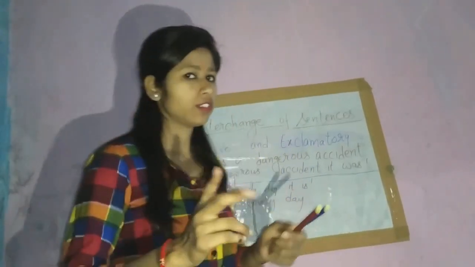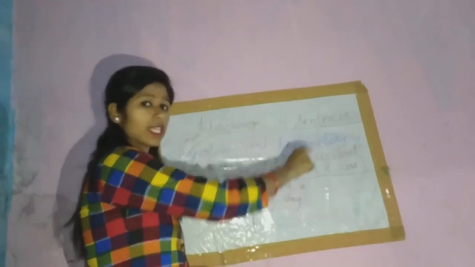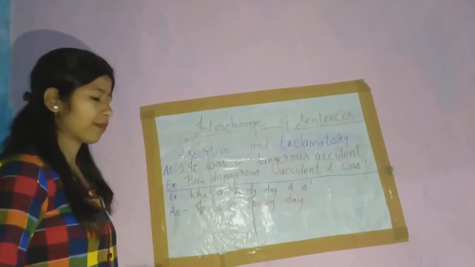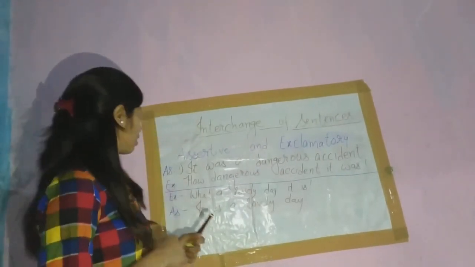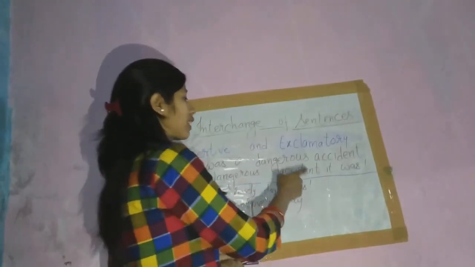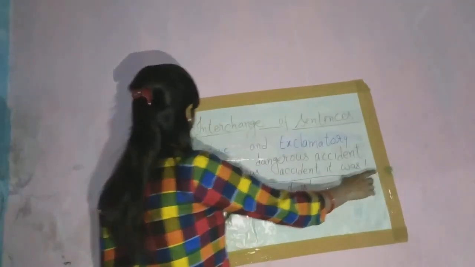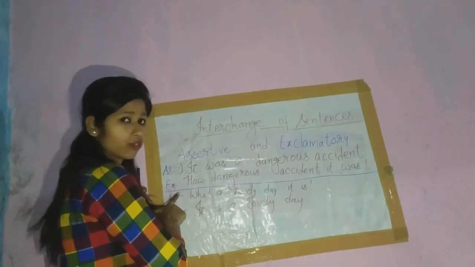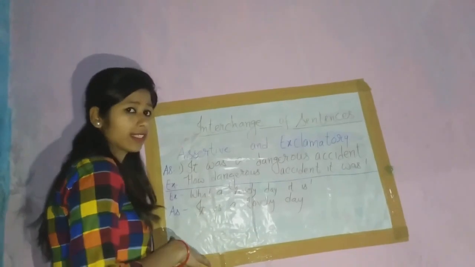Now we come to another type of interchanging the sentences, assertive and exclamatory type. First example is an assertive sentence. It was a dangerous accident. An exclamatory of the sentence is: How dangerous an accident it was! And see, here in assertive there was a full stop, but when we are writing it as exclamatory, it changes to an exclamation mark.